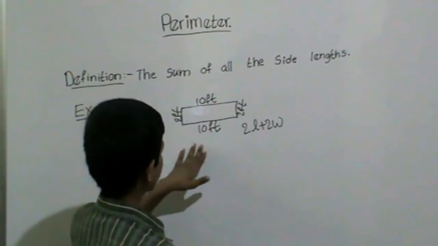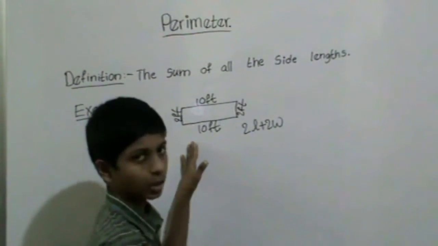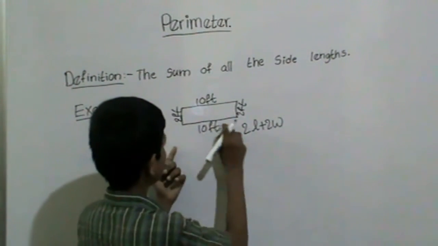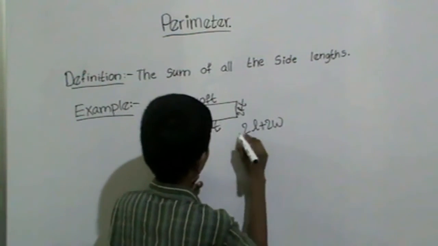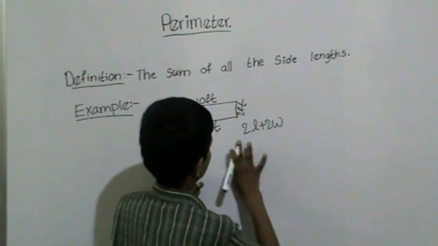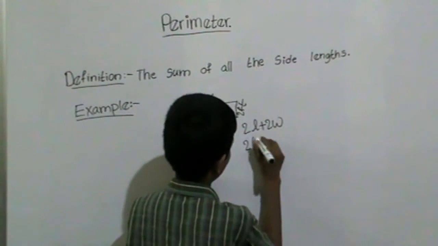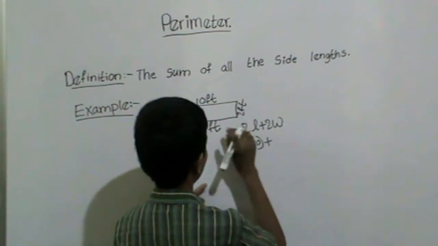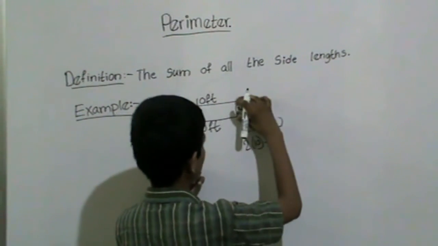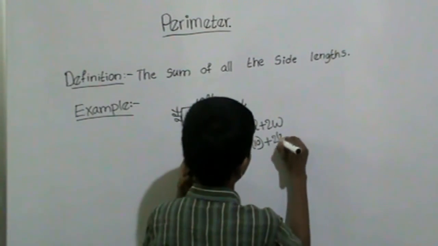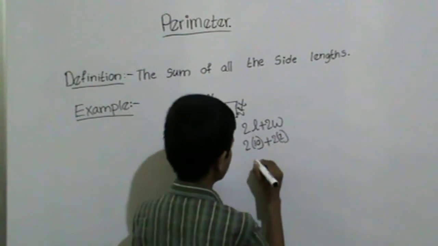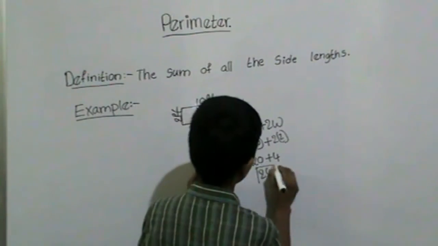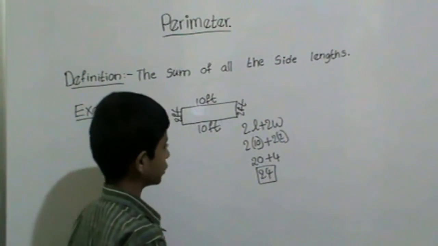Now, in fact, for any rectangle, the opposite sides are also equal, like the parallelogram. Okay? The length is this, the longest side. 2 times the length, 2 times 10, plus 2 times the width. Width is 2 for this rectangle, the shortest side. 2 times 2. 10 times 2 is 20 plus 2 times 2 is 4. You will get the perimeter of this rectangle as 24 feet.